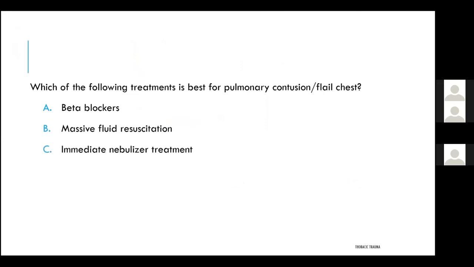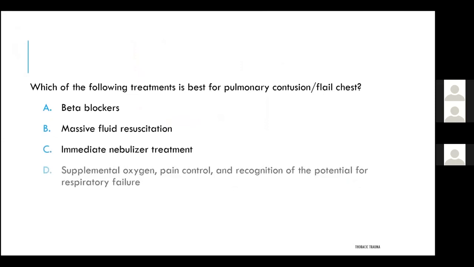If I say, is it a beta blocker, massive fluid resuscitation, immediate nebulizer treatment, or supplemental oxygen, pain control, and recognizing the potential for respiratory failure? I think it is an easy question, but I would like to keep it like this. Choose letter D. We need to supply oxygen, and good pain management.